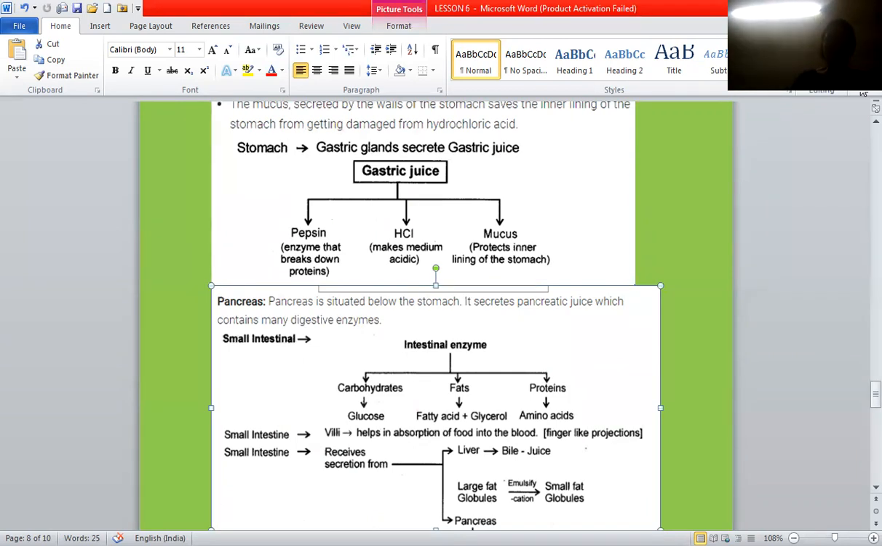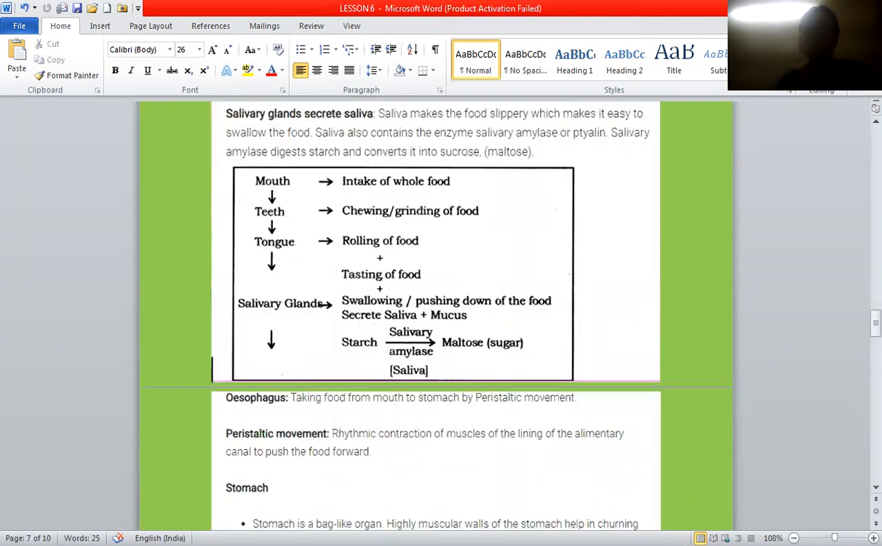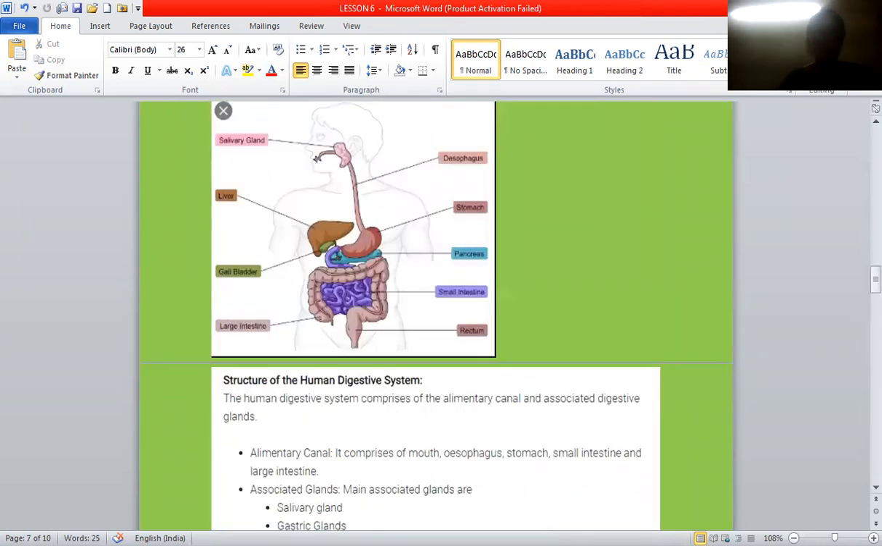Small intestine is the longest part of the alimentary canal, which lies extensively in the abdomen. The name is small intestine, but it is the largest part. See, this is the small intestine, a highly coiled structure, extensively coiled, lying in the abdomen.